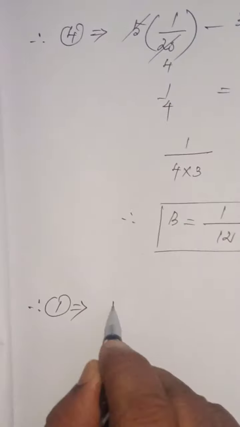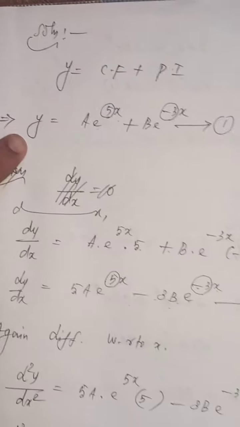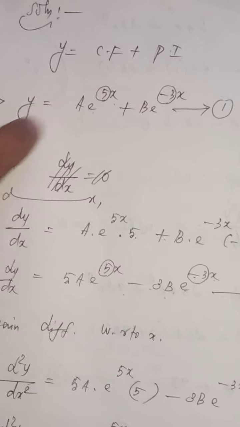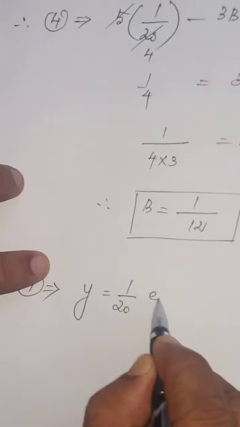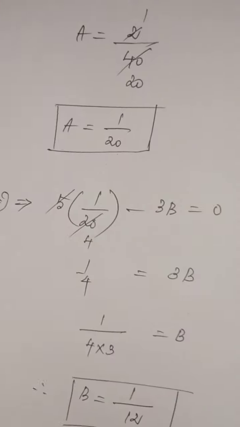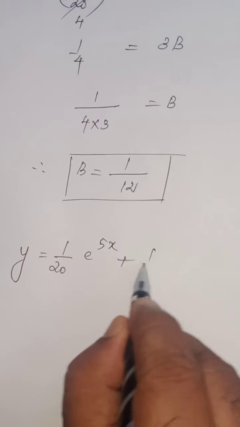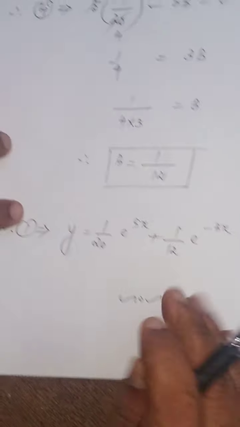In equation number 1, what is in the left hand side? y. We have a into e power 5x, a value is 1 by 20, so 1 by 20 into e power 5x, and plus b into e power minus 3x. What is the value of b? Plus 1 by 12 into e power minus 3x. That's all. Very important question.